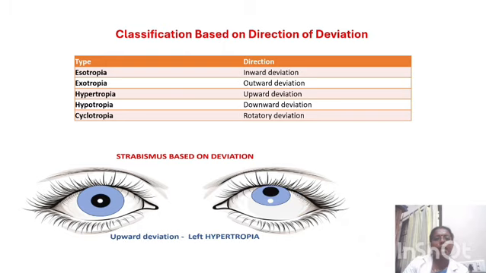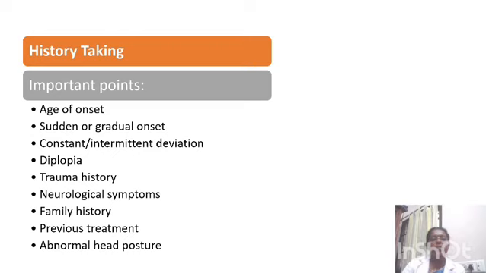Strabismus can be classified according to the direction of deviation. Esotropia refers to inward deviation, exotropia to outward deviation, hypertropia to upward deviation, hypotropia to downward deviation, and cyclotropia to torsional deviation. A detailed history is crucial.